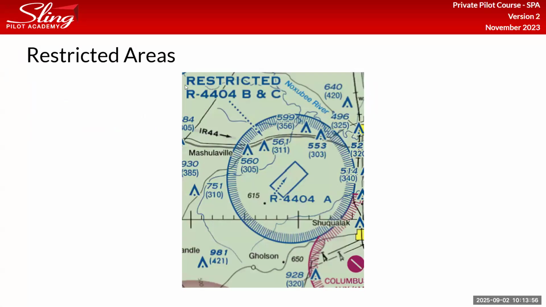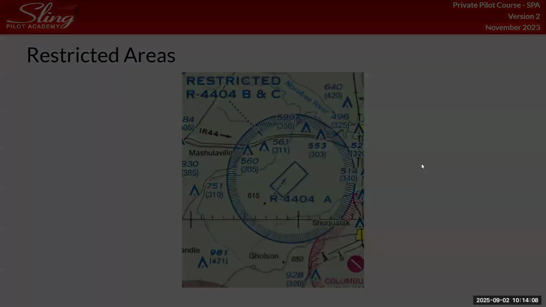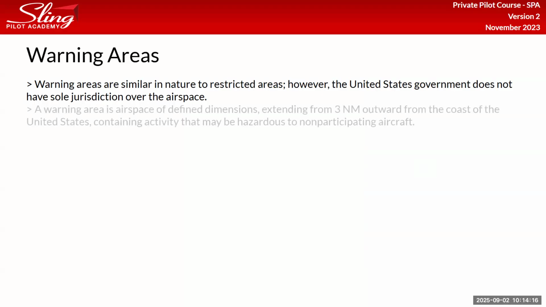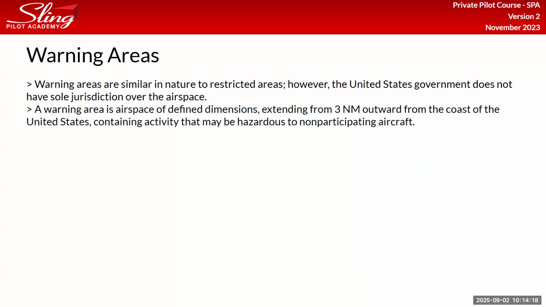They look like this. Restricted with a number, Bravo and Charlie, same thing, a line with the little teeth inside of it. Warning areas, similar to restricted. The government does not have sole jurisdiction over the airspace because a lot of these warning areas, you'll see them on the coast. And since we're in California, there's a lot of warning areas around us, around the coast. They extend 3 nautical miles outward from the coast.